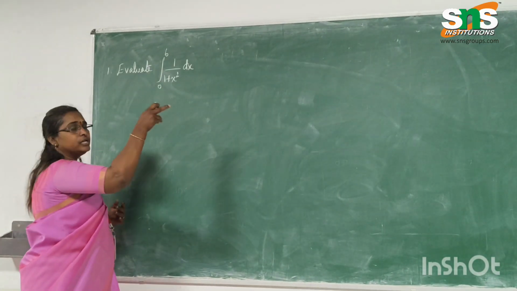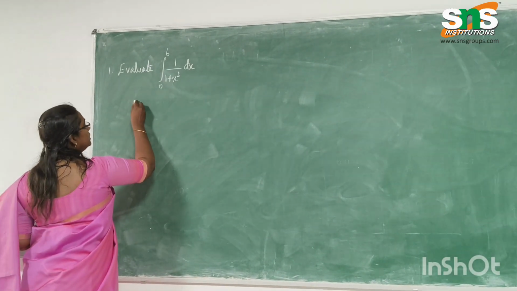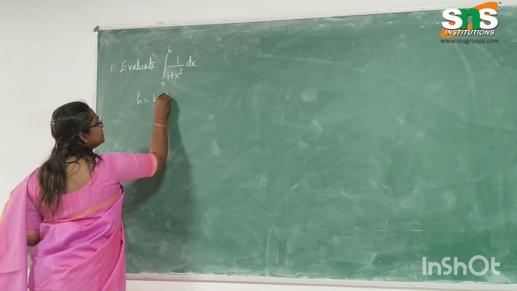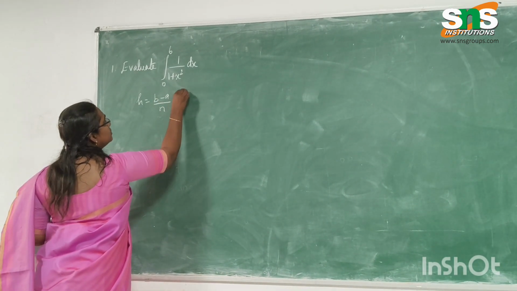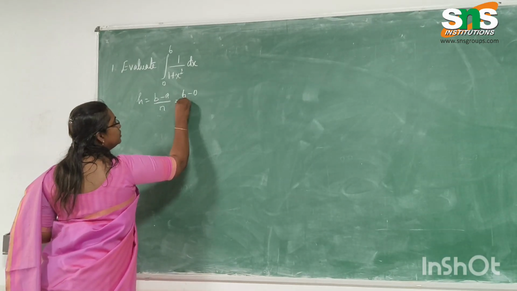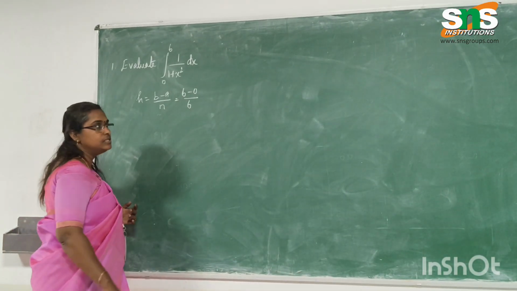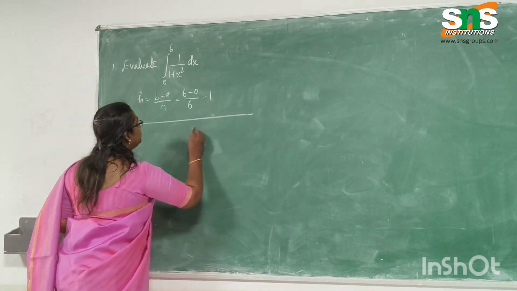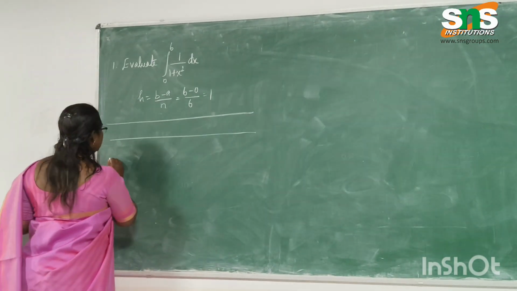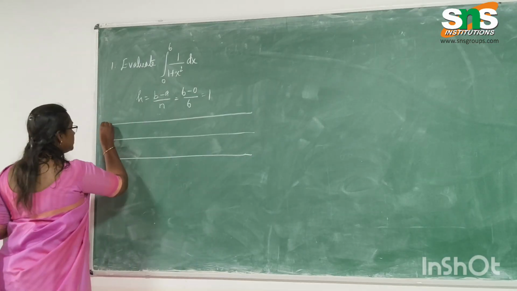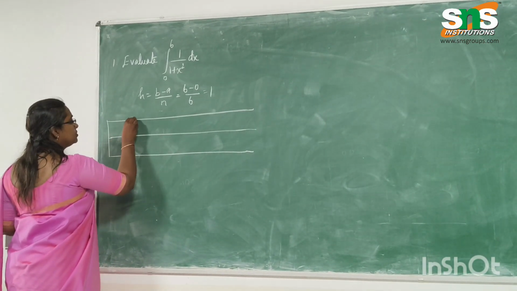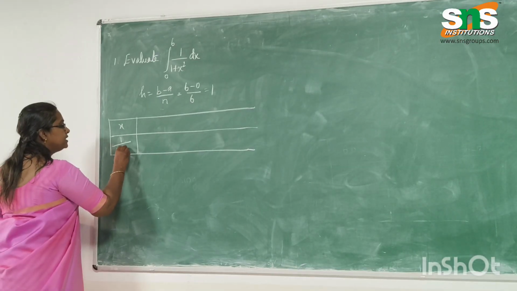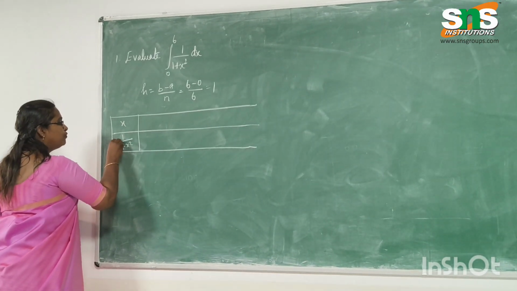Based on this, we can choose 6 intervals. So n is 6. h equals b minus a divided by n, so 6 minus 0 divided by 6 intervals. The answer is 1. So we can put one table: x and 1 divided by 1 plus x squared. This is the value of y.